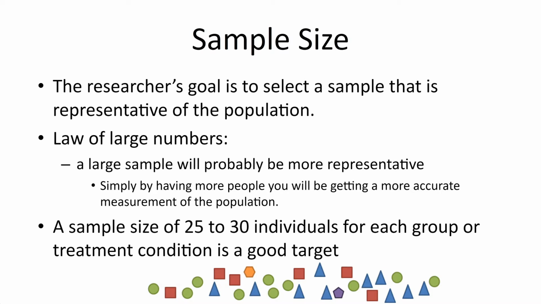So what this says is that the larger the sample you get, the more all those weirdos in there will balance each other out, and your sample will become more representative. So simply by having more people, you're going to be getting a more accurate measurement of your population. And typically what we find with most studies is that if you have a sample size of 25 to 30 individuals in each one of your different groups, then that's going to give you a fairly representative sample.